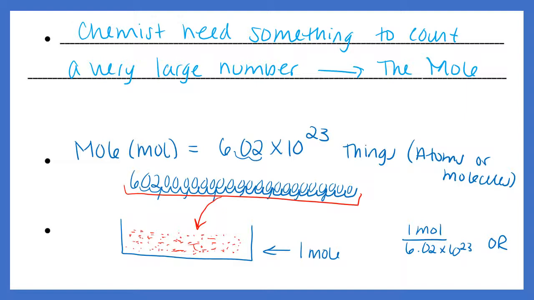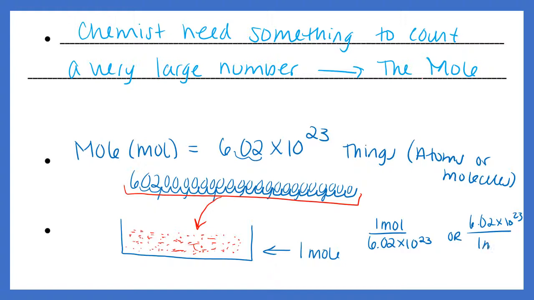Here, let's see if we can make room. You guys might have more room on your paper and won't need to erase it, but we can write this as saying that there is 1 mole per 6.02 times 10 to the 23rd atoms. Or we can say that there are 6.02 times 10 to the 23rd atoms per 1 mole. These conversions are greatly important, okay? All right, let's move on and do some practice.